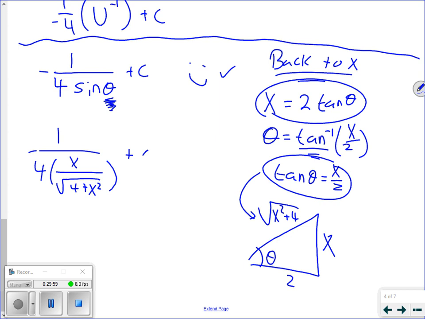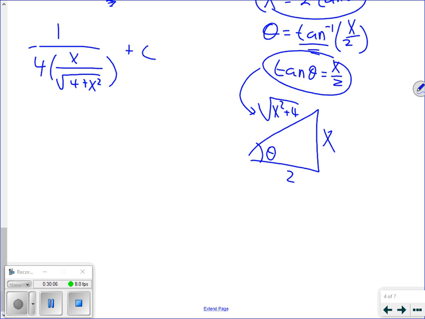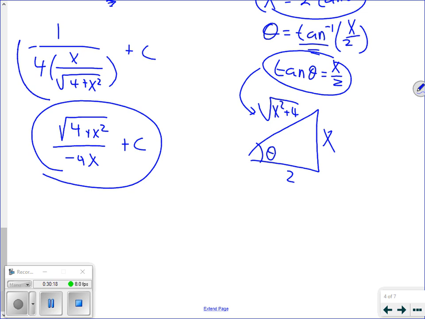And then plus c. And honestly, guys, I would leave it that way. I mean, you have 1 divided by a fraction. I guess you could say this is the same thing as square root of 4 plus x squared over negative 4x if you really want to, but I would probably just leave it as the one above. There you go. It's back to x. And there's no trig in there anymore. There's no theta, and we're done.